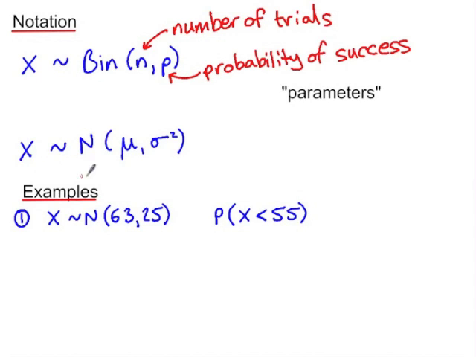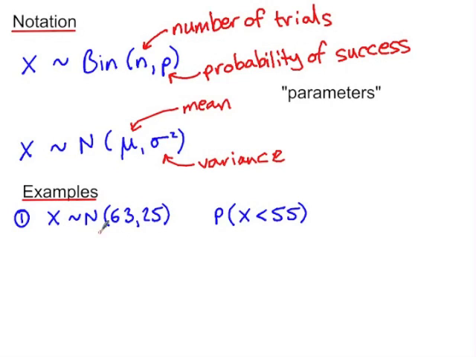With a normal distribution, the notation is very similar. The variable x is distributed normally. The parameters are quite different from those used in a binomial distribution. With a normal distribution, we require the mean and the variance, which is the square of the standard deviation.